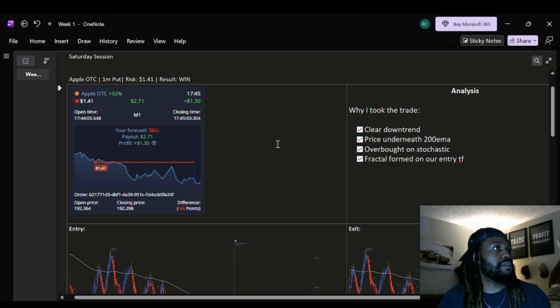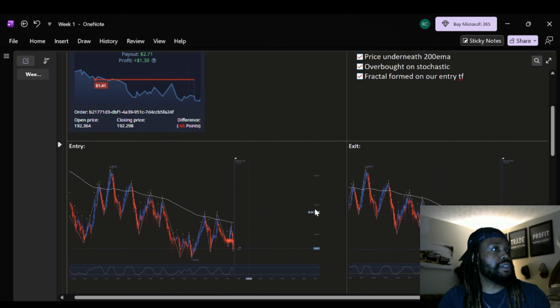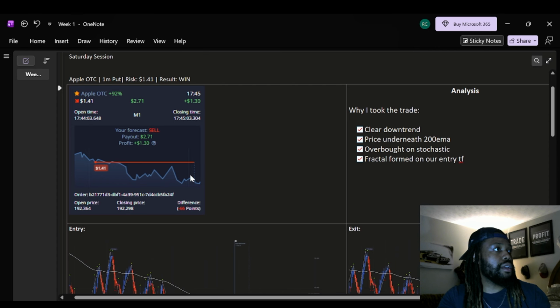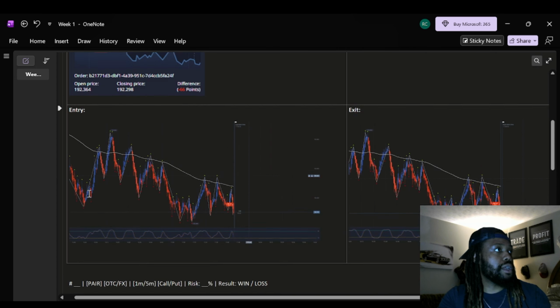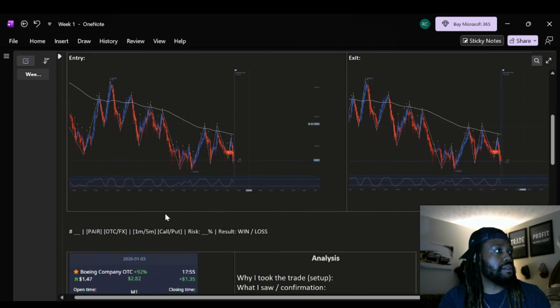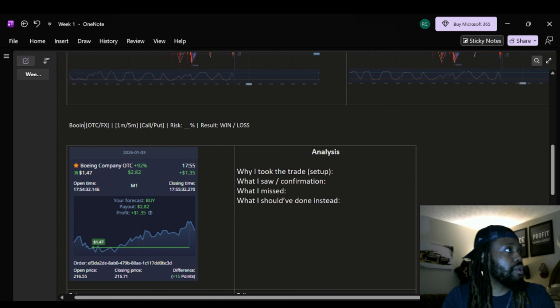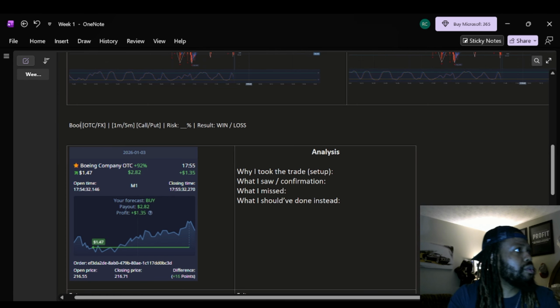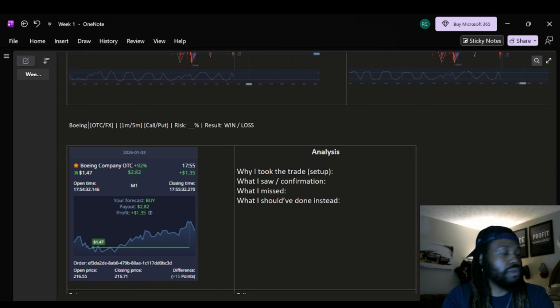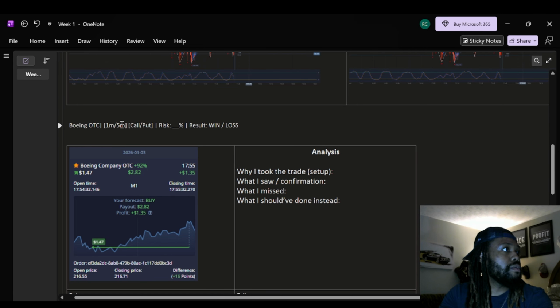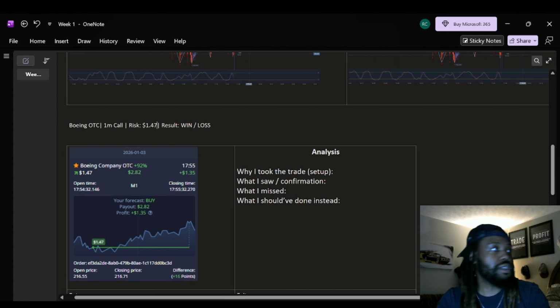All right. Easy. Simple. Got your screenshot, why you took the trade, and your data right here: time you enter, time it exit. And the second trade was also a win. So let's go ahead. This was Boom, OTC, 1 minute expiry, 1 minute call, which is a buy. I risk 147. Result was a win.